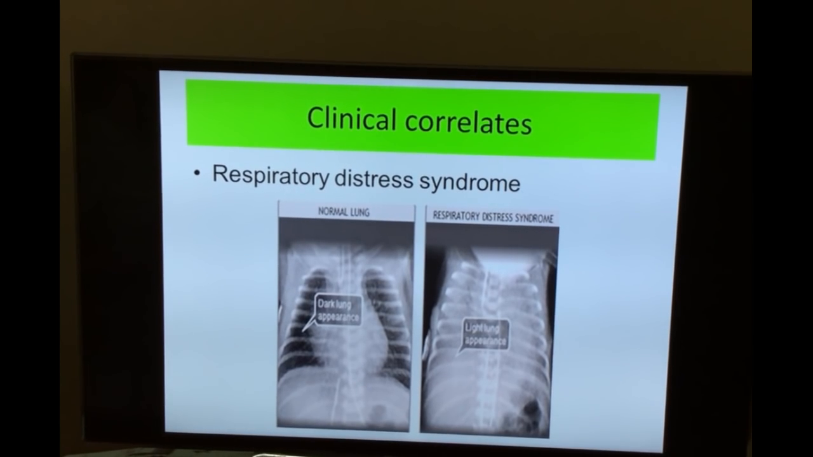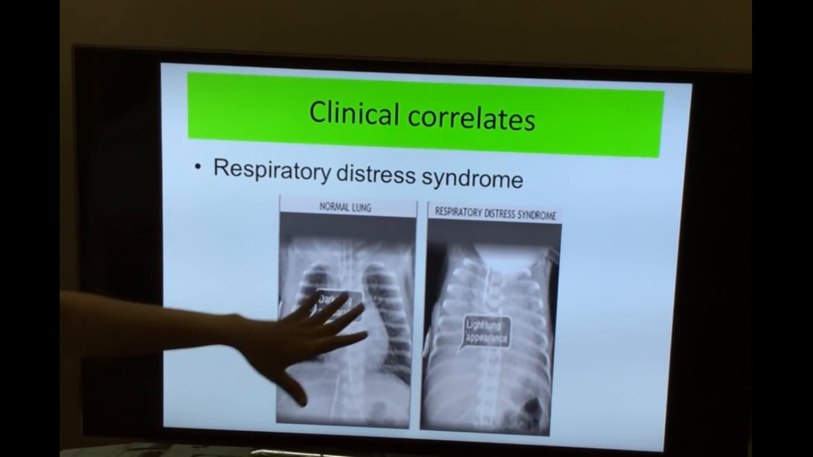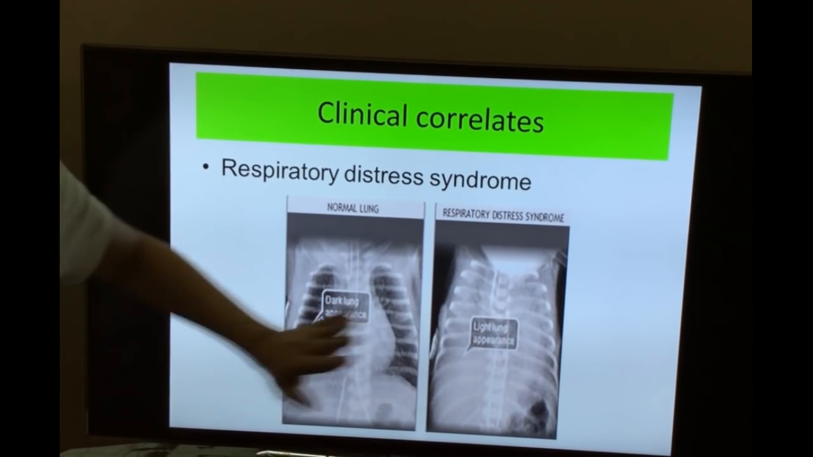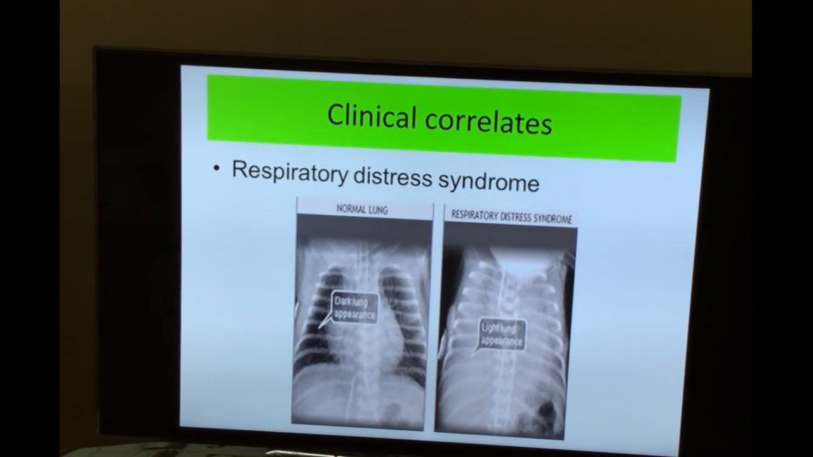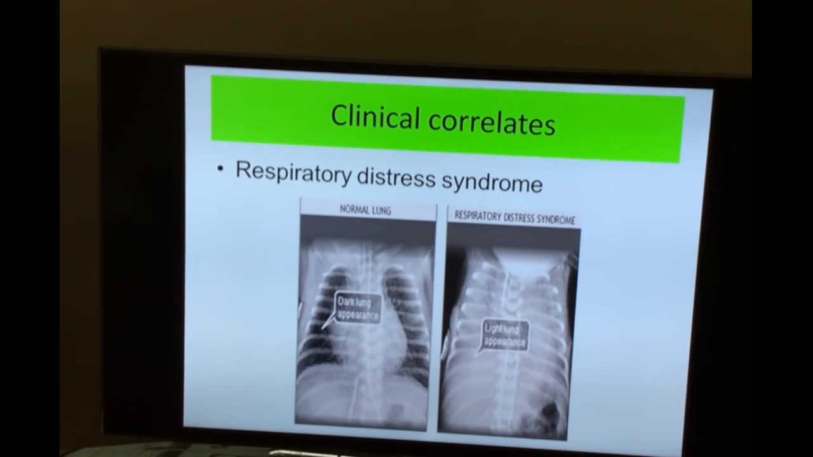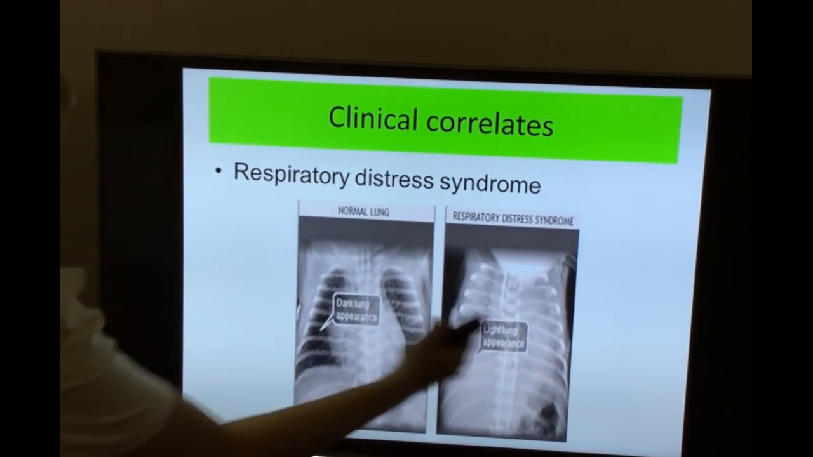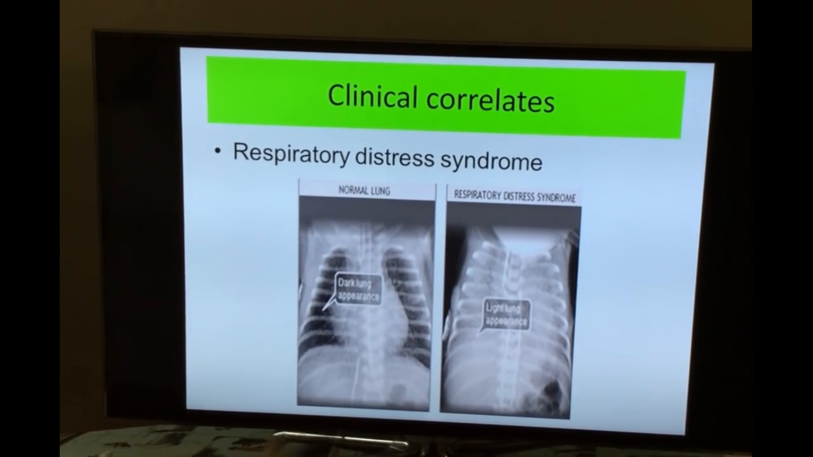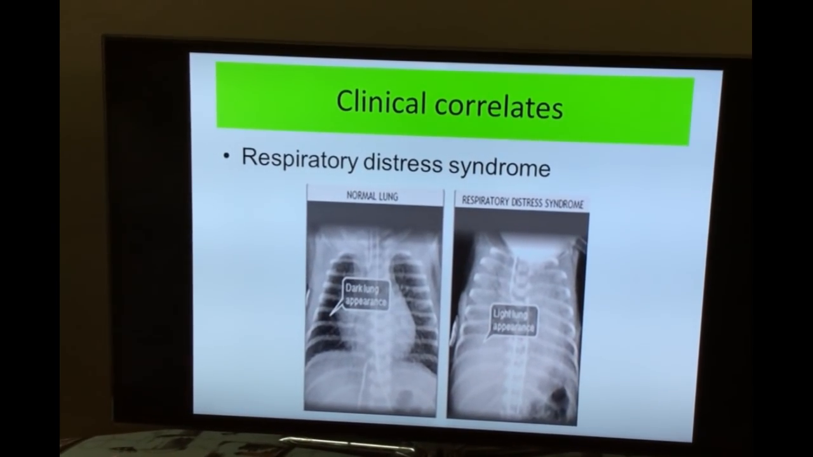But if there is not enough production of surfactant, you can see the appearance of the lungs will be opaque, since it is filled with fluid and there is not enough surfactant. So this shows the difference between the normal lung and the neonate with respiratory distress syndrome.